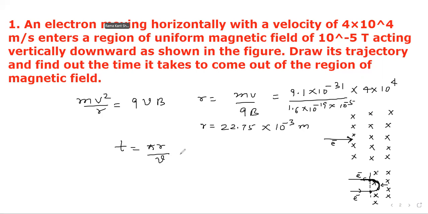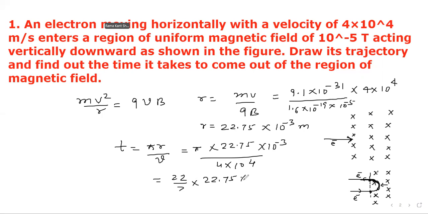So we put the values: pi into r, r is this much, 22.75 into 10 to the power minus 3, divided by the velocity given in our question, 4 into 10 power 4. We put the value of pi as 22 by 7, times 22.75 into 10 power minus 3, divided by 4 into 10 to the power 4. So we evaluate it and that comes out to be 1.8 into 10 to the power minus 6 second.